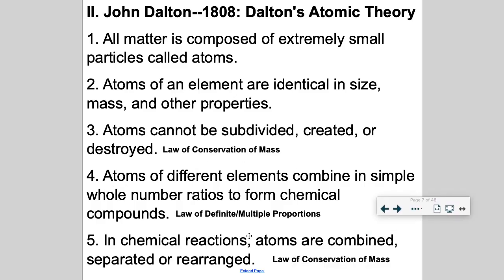Statement 4 focuses on the law of definite as well as multiple proportions. Atoms of different elements combine in simple whole number ratios to form chemical compounds. You can't have half an oxygen atom, okay? They're whole numbers. And then 5, in chemical reactions, atoms are combined, separated, or rearranged, focusing in on the law of conservation of mass there.